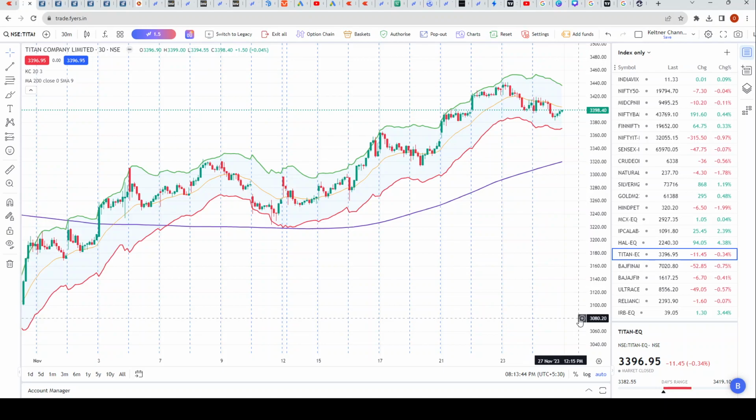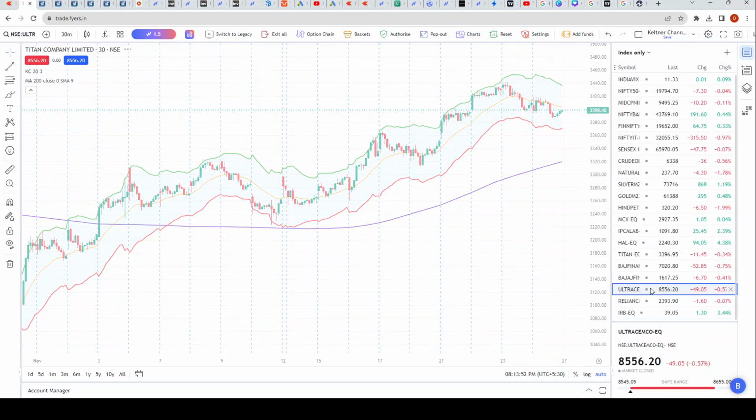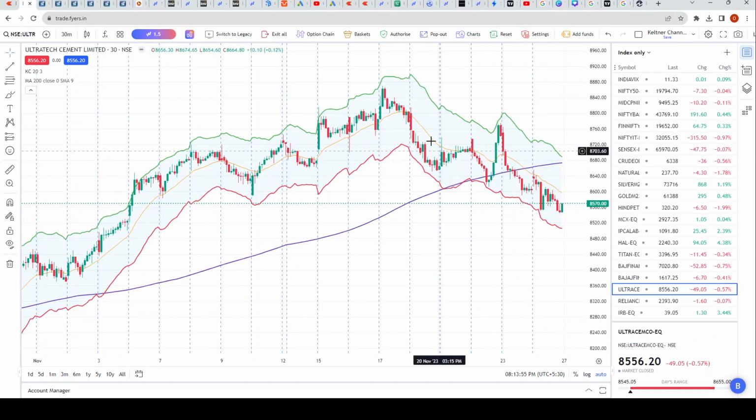So this is how you'll get to know whether the chart is bullish or bearish for a particular stock. You can use it for any other chart. Click on Ultratech. You can see it's coming down currently. It was on the way up over here. It's coming down and it's struggling to break the center line on the way up. It broke over here, again came down.